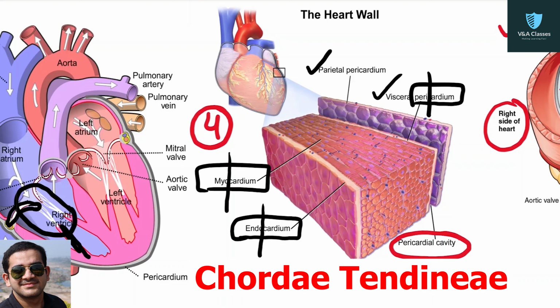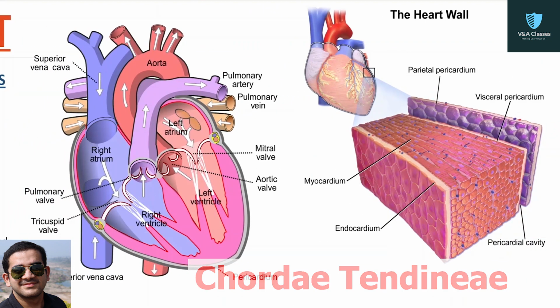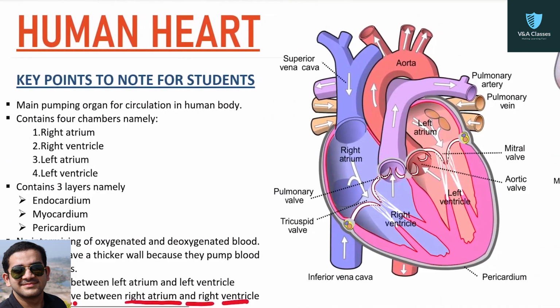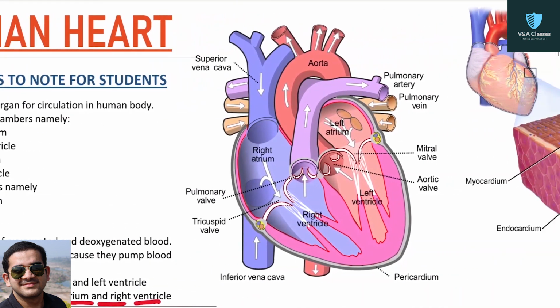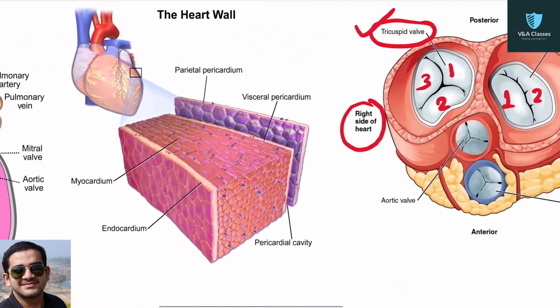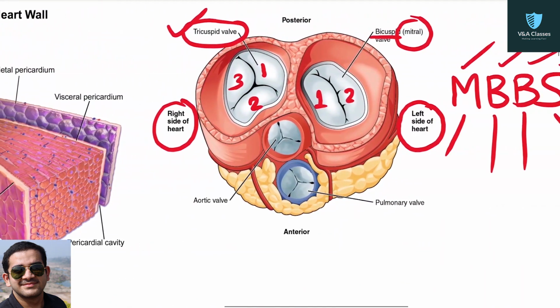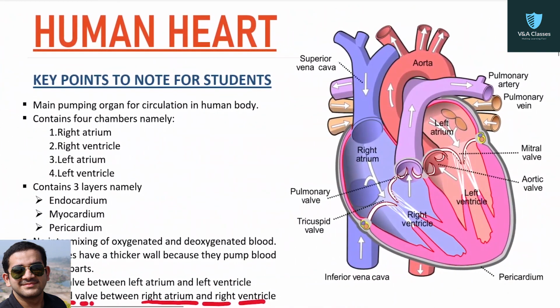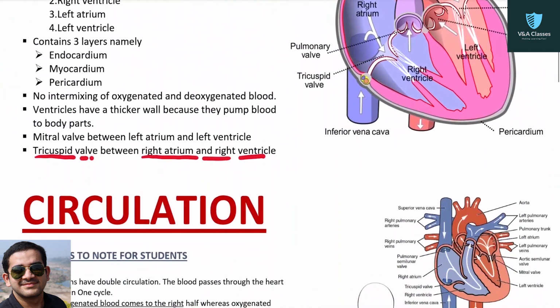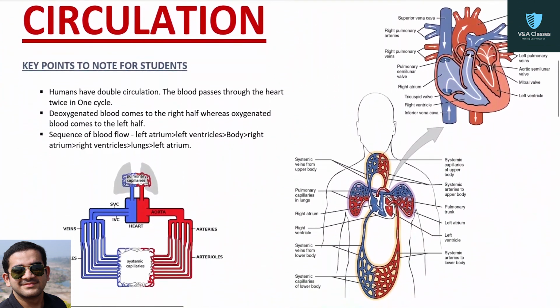They are present on both the sides. Okay. So with this, we finish the subtopic of human heart. We have seen all the structures, we have seen the outer covering, and we have seen all the valves. Okay. So now let's come to the second subtopic, that is the circulation part.